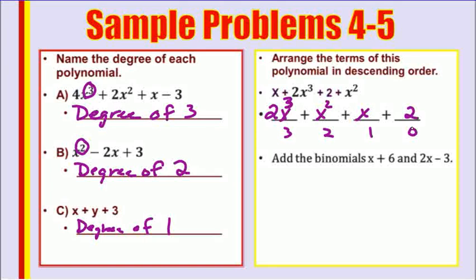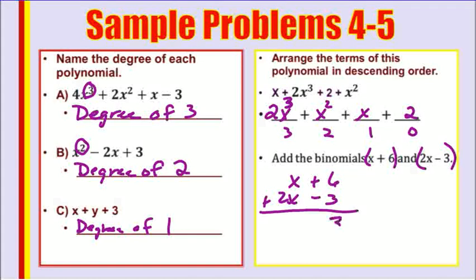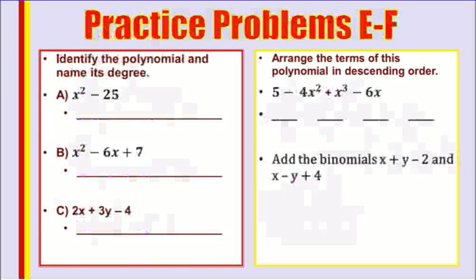Now it says add the binomials x plus 6 and 2x minus 3. So I'll have x plus 6, and we're adding 2x minus 3. 6 minus 3 is 3. 1x plus 2x is 3x. So we would have our binomial adding up to 3x plus 3.